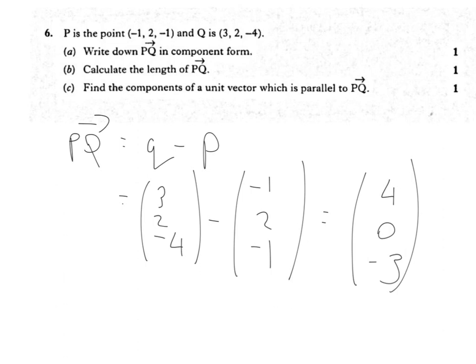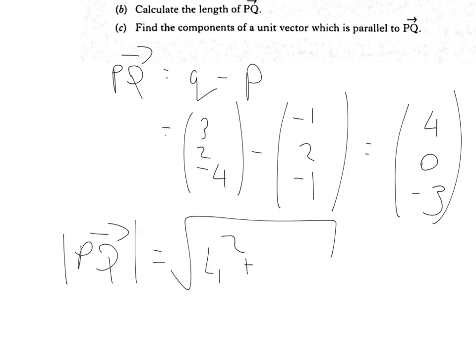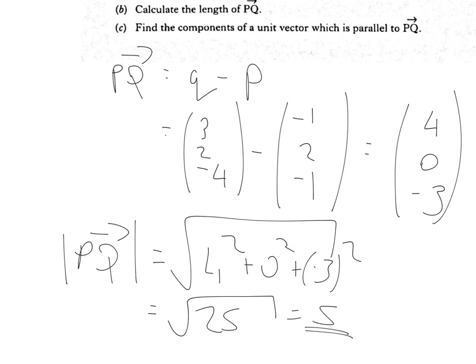That's part A. Part B, calculate the length of PQ. So it's just its magnitude. So that's the square root of 4 squared plus 0 squared plus minus 3 squared. So it's square root of 16 plus 9, square root of 25, and its magnitude is 5.